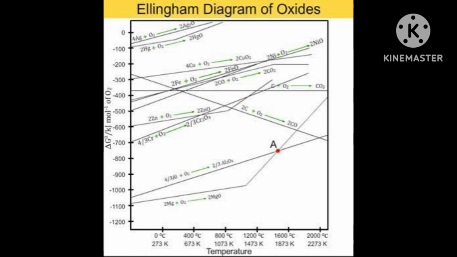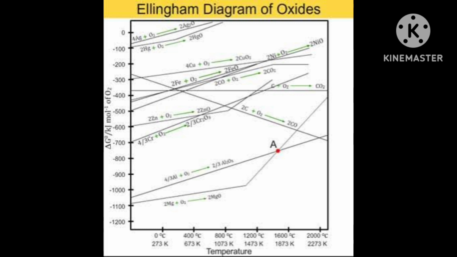And the other is that the electrode potential must be positive. Keep both in mind. If the standard electrode potential is positive, then the reaction will be spontaneous. Second, delta G, the free energy change, must be negative. These two relations you should always remember for a spontaneous reaction.